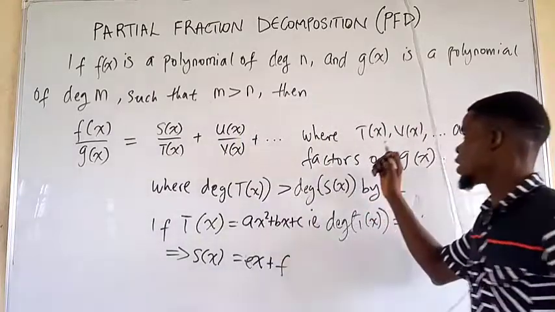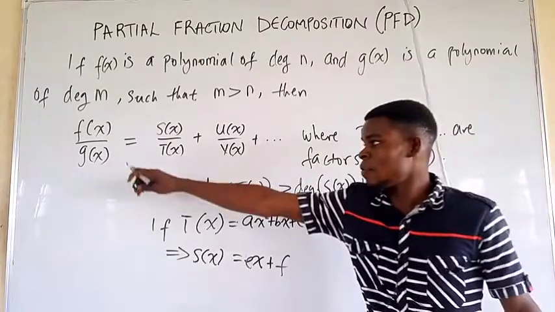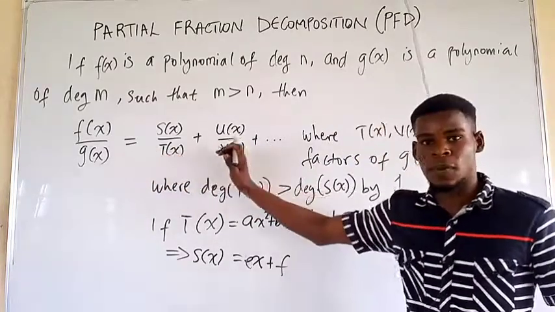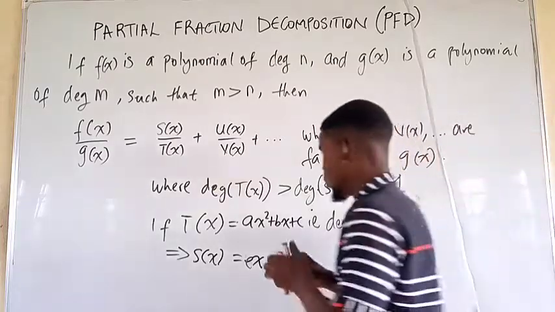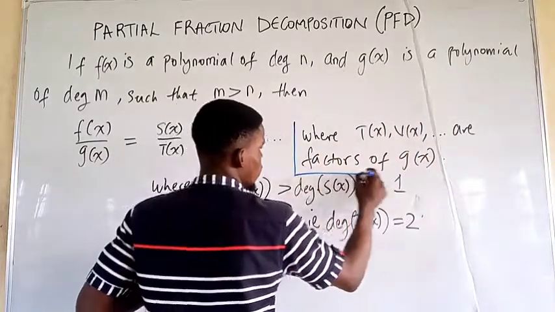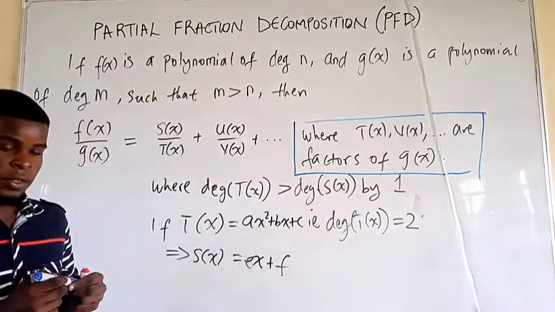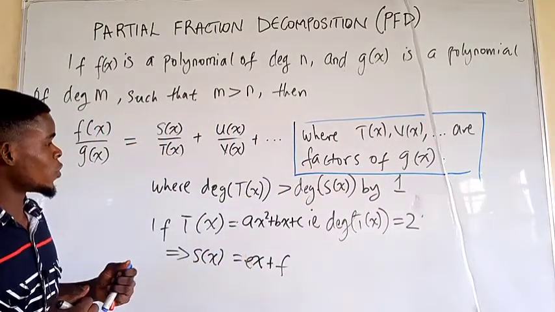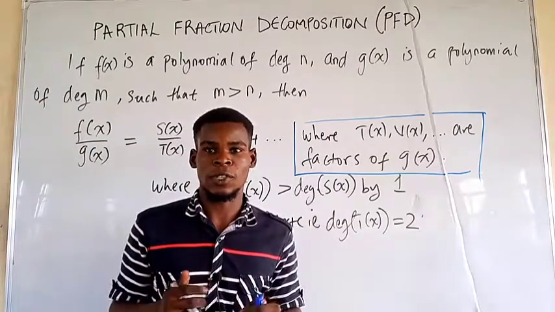So when we decompose it, we will get the factors of this and we will write it in this form. You will just see that. But take note of this. This is very, very important. All right, so let's move over to some examples, under different categories of rational functions we're going to be seeing.